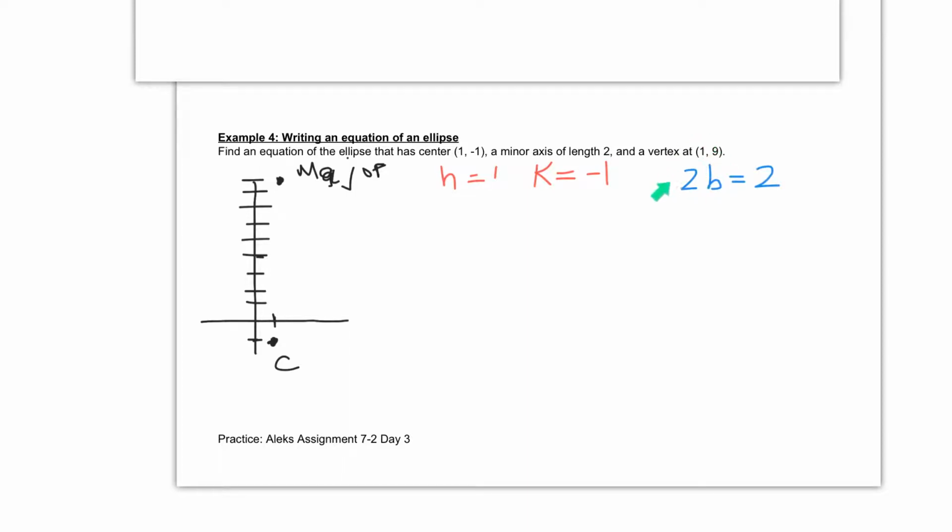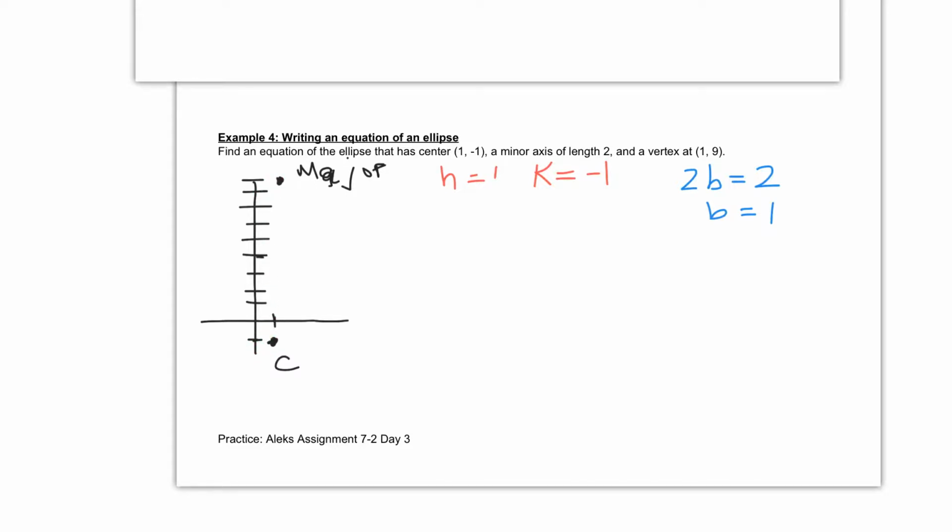So again, this is the formula for the minor axis, and the minor axis is a length of 2, so I'm setting them equal to each other, which gives me the fact that b is equal to 1. To find my a value, which is the last thing that I need, I should know that my a value is the distance from C, my center, to one of the endpoints of the major axis, also known as the vertex. So I need the distance between my center and this point right here.